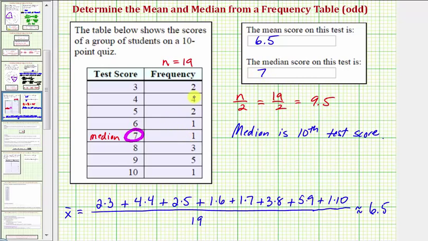Looking at the frequencies, notice how there are 2 plus 4 plus 2 plus 1, or 9 test scores below 7, and there are also 3 plus 5 plus 1, or 9 test scores above 7, verifying that 7 is the median.